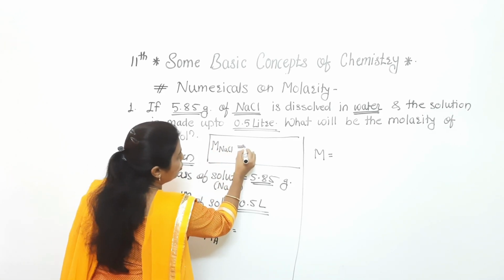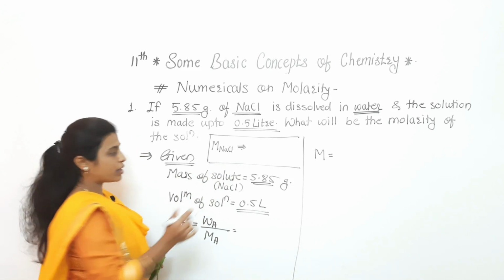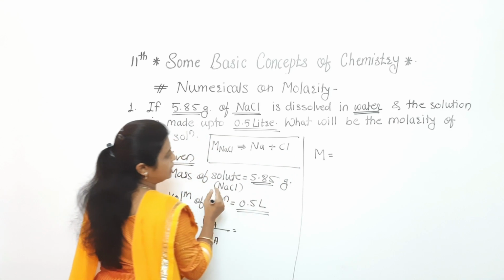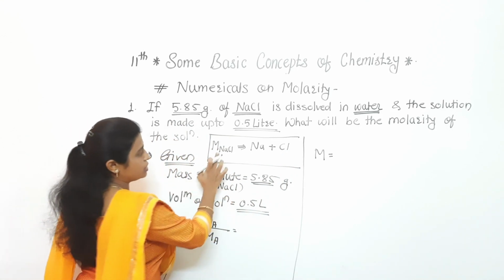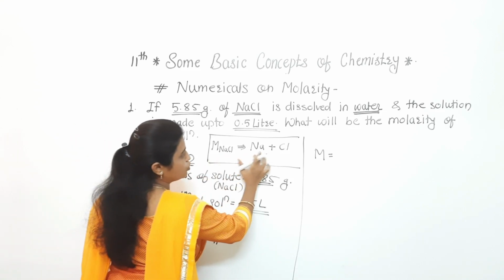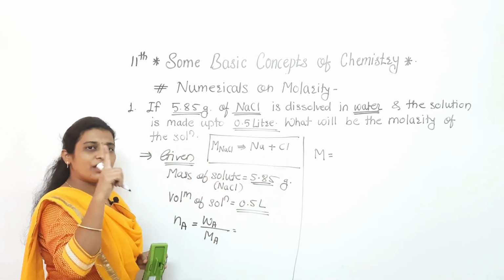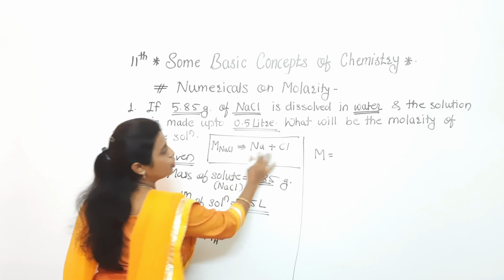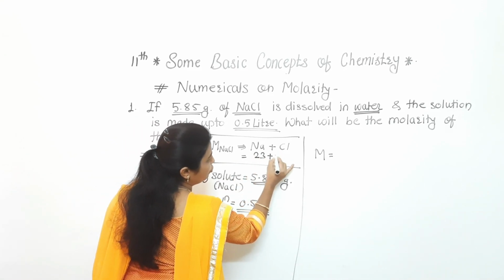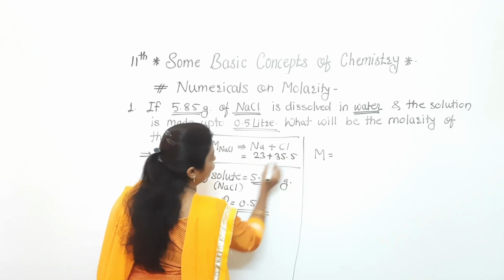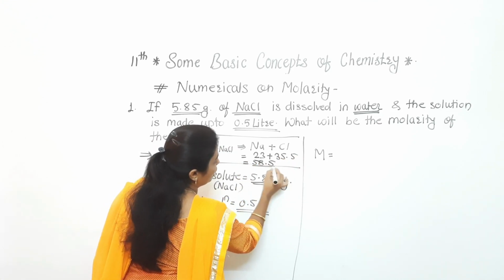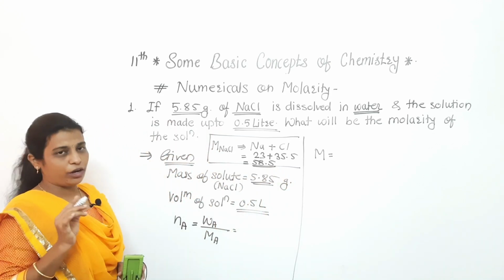So the molar mass of NaCl, how to calculate it? Sodium Na plus chlorine Cl. Why have I written it like that? Because the elements present are written here: one is sodium and the second is chlorine, and there is only one chlorine and one sodium, so no need to multiply by anything. For sodium it is 23, for chlorine it is 35.5. So finally we get the molar mass of NaCl, that is 58.5.